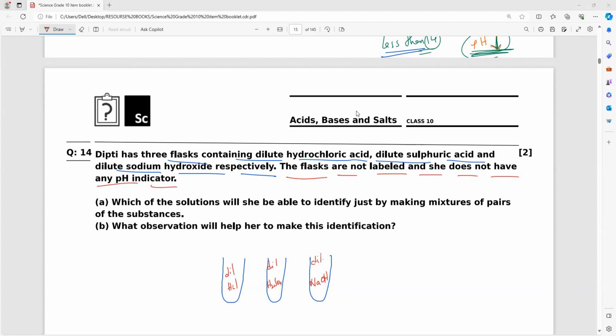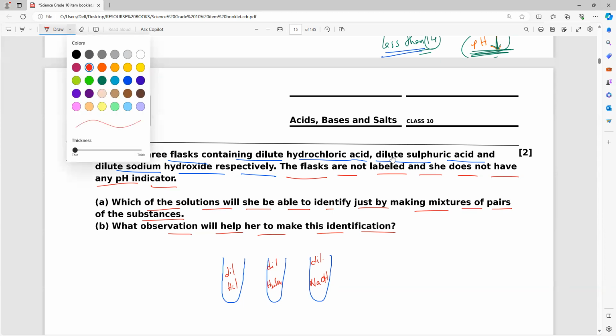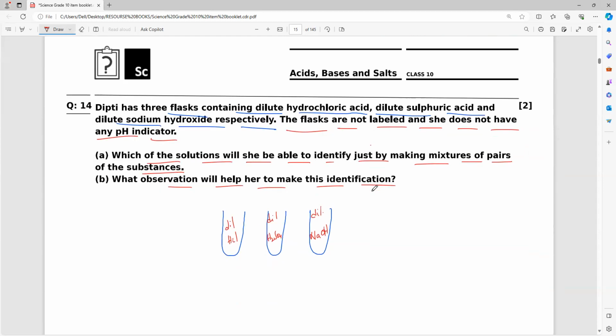There is no pH indicator. Now, which of the solutions will she be able to identify? Will she be able to identify just by mixing mixtures of pairs of the substances? What observation will help her to make this identification? How can she identify? Anyone?